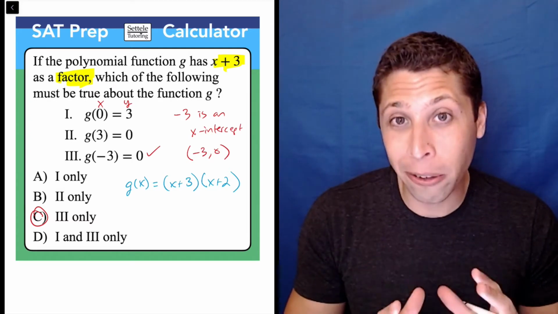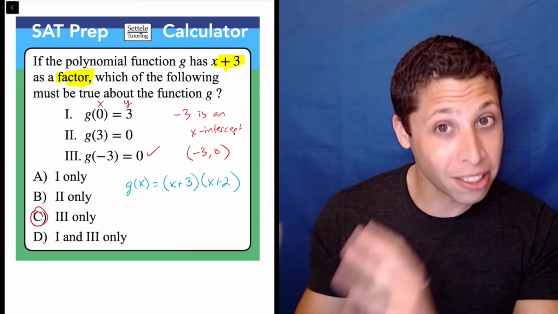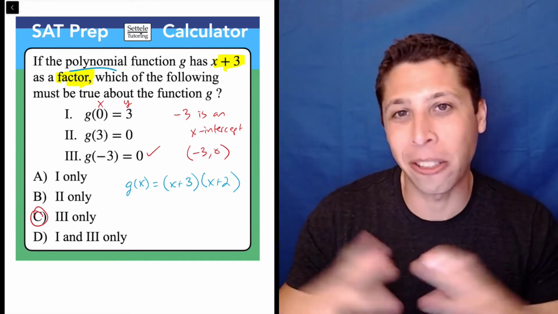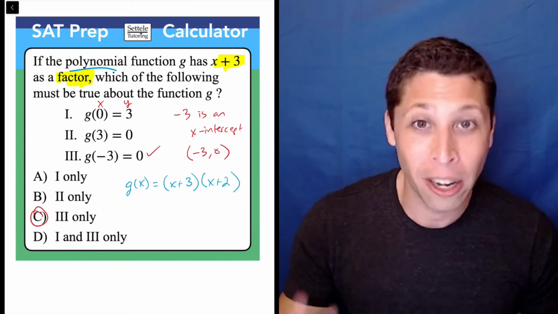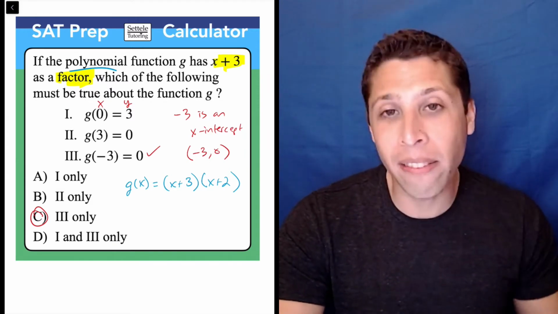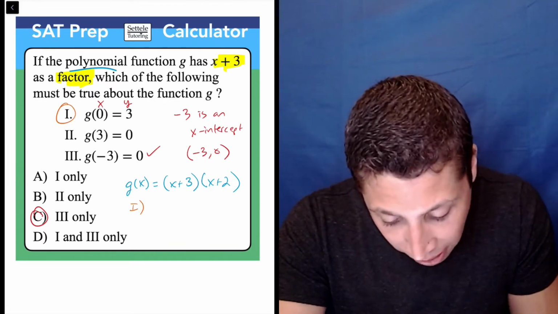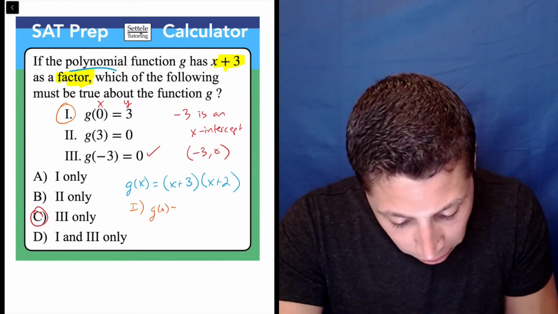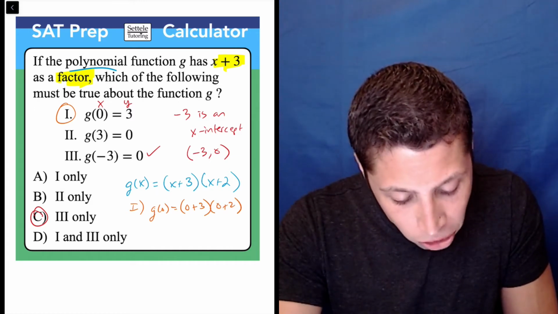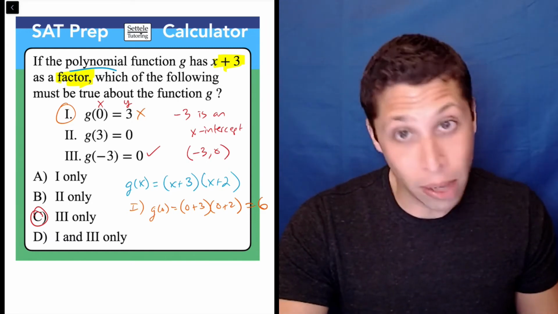So the key here, though, is that you do this all the time in math class. You know this relationship between the word factor and the word x-intercept. The problem is you're confused because they're not giving you an equation and they're telling you it's an elaborate polynomial. Really doesn't matter. When we plug in these points, we're going to see that it's not always true that we get the values that they're giving us. So in Roman numeral 1, I would see g of 0. Okay, g of 0 means let's plug in 0 for x. So that would be 0 plus 3 times 0 plus 2. 3 times 2 is 6. 6 is not 3. It does not work.